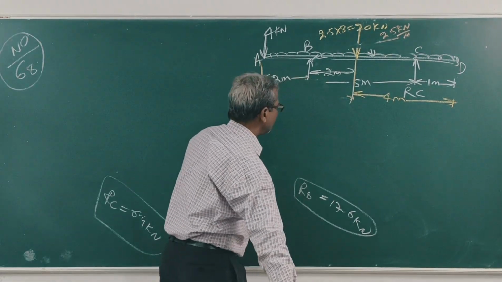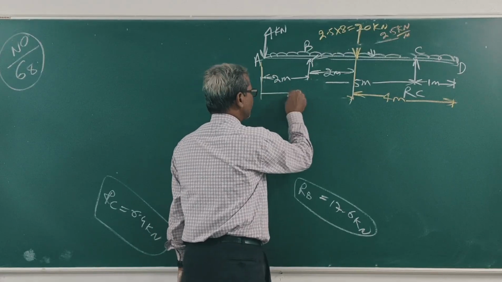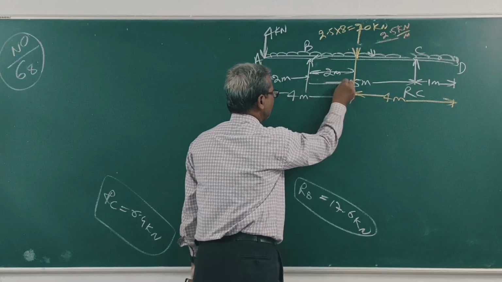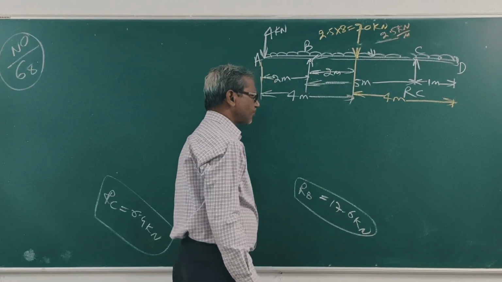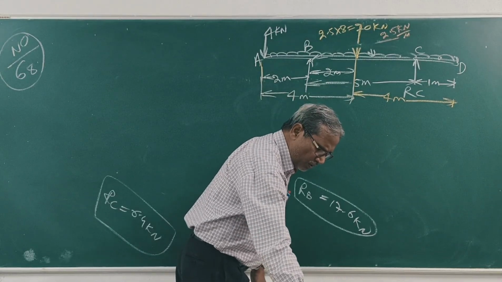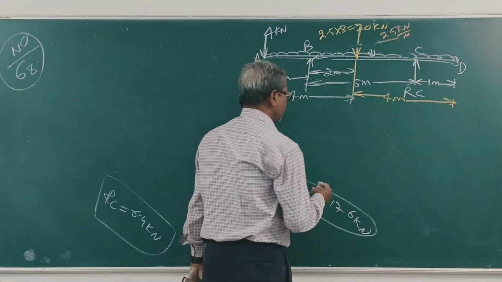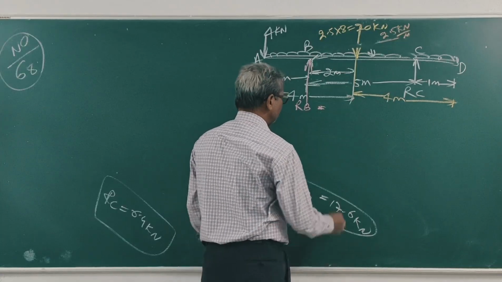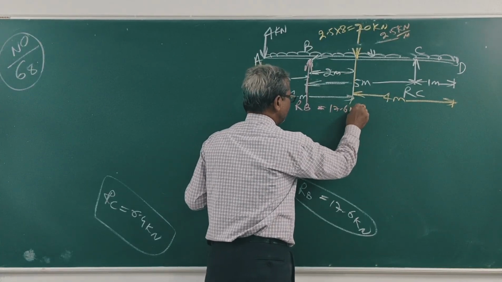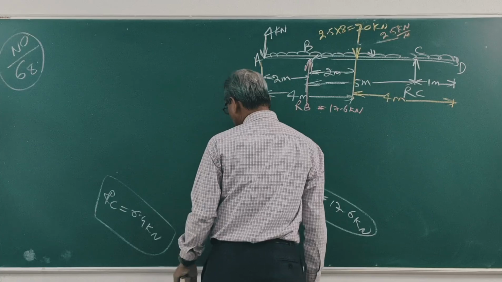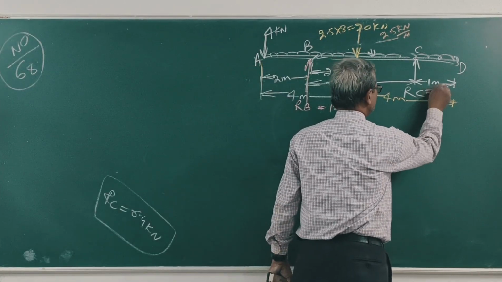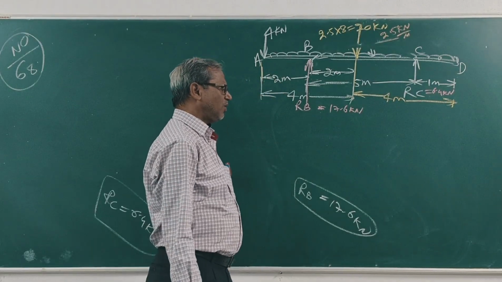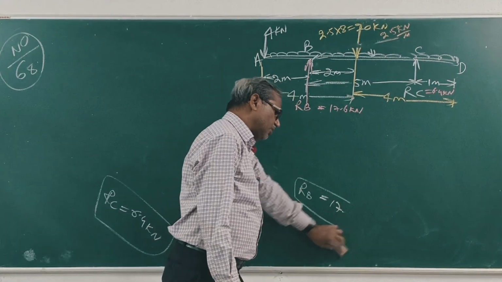This is 4 meter. Clear? This is 5 meter. This is RB. What is RB equal to? 17.6 kilonewton. This is RC. What is RC equal to? 6.4 kilonewton. Clear? So now make calculation for shear force.